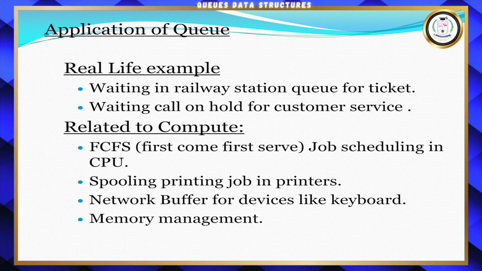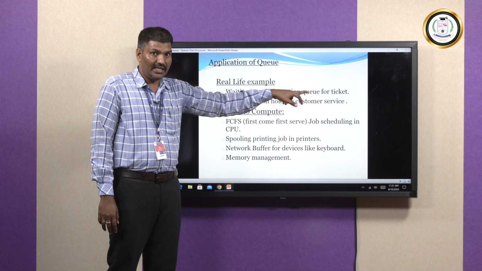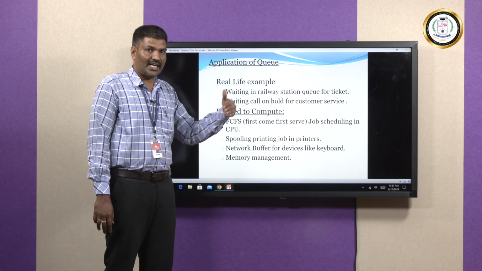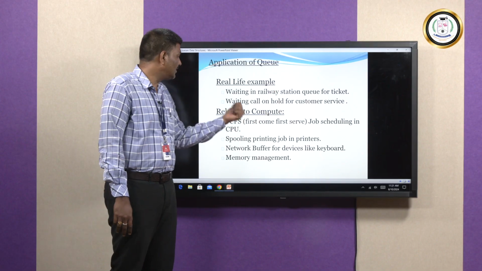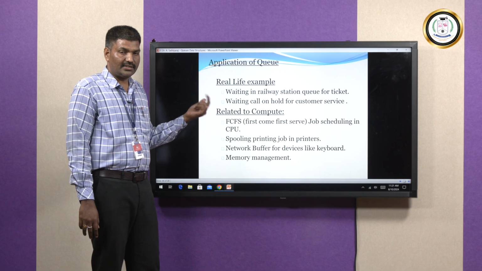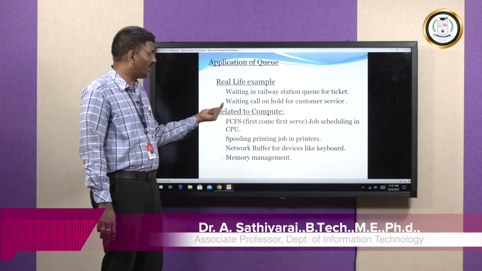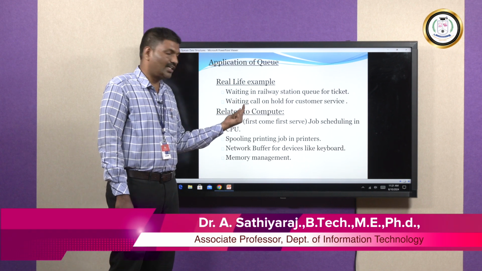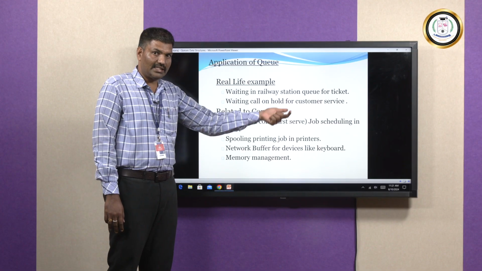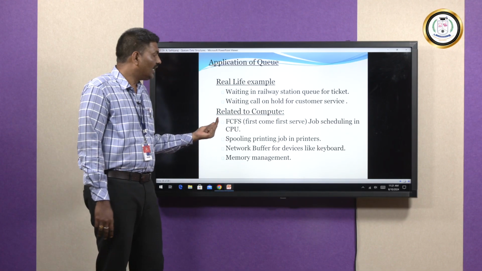Then applications of the queue data structure, real-time applications. A person waits in the railway station queue for buying a ticket. At a railway station, to buy a ticket we need to stand in line, and the person standing first gets the ticket first. Second, waiting on hold for customer service. If you call Airtel or Zamtel, whatever mobile company, you get a voice message that you are holding on the call. According to the sequence in which the calls entered, we get connected with the customer service person.